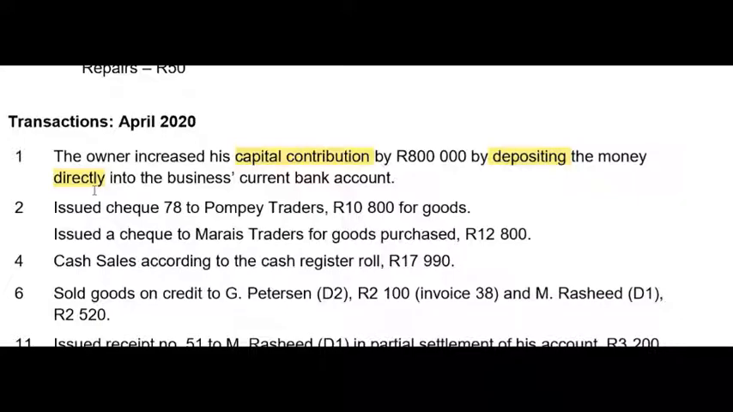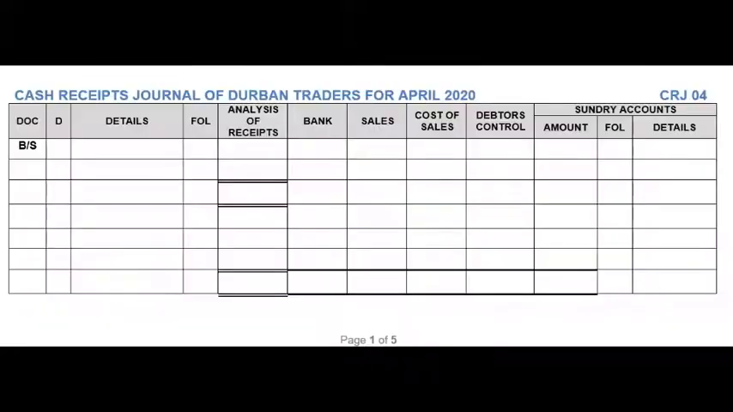So if we record it in the CRJ, it will look like this. The document will be bank statement. The date will be the 1st. The owner's name is Imran Pillay. It won't go to the folio column because it's not a debtor paying us back. It won't go to analysis of receipts because the owner paid the money directly into our bank account. So you put it directly into bank. And then it will also go to sundry accounts to the capital account. Please remember to reference your general ledger in this folio column, and capital is balance sheet account number 1.